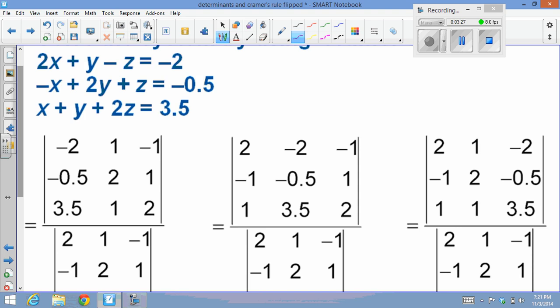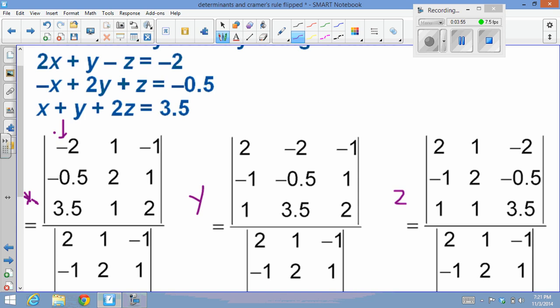And then this would be my x value. So to find x, I would put in the column for my x's, and then find the determinant of that divided by the determinant of the coefficient matrix. Here would be my y's, so that over here was for x. We're agreeing that's x, this one's y, and then this one's z. So I would go ahead and do that.